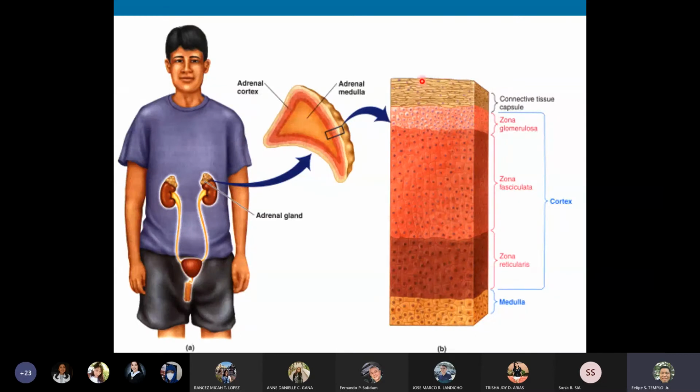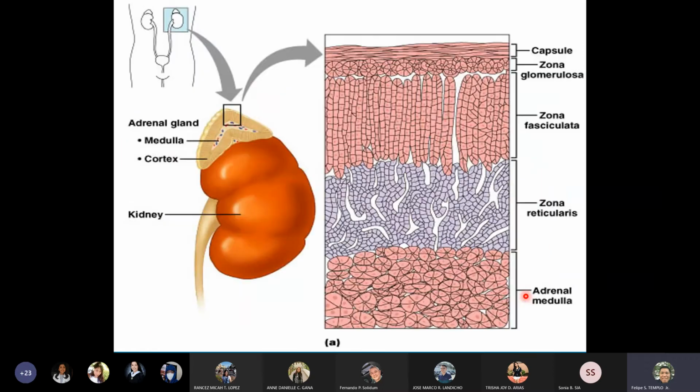It's important to recognize the capsule because in tumors of your adrenal glands, it will upstage the tumor if it invades the capsule. Of course, in the adrenal cortex, you have three zones: GFR, zona glomerulosa, zona fasciculata, and zona reticularis, and of course the medulla here. The adrenal gland is probably one of the most important endocrine organs, second probably to the pituitary gland, because this is like the prototype of your endocrine gland.